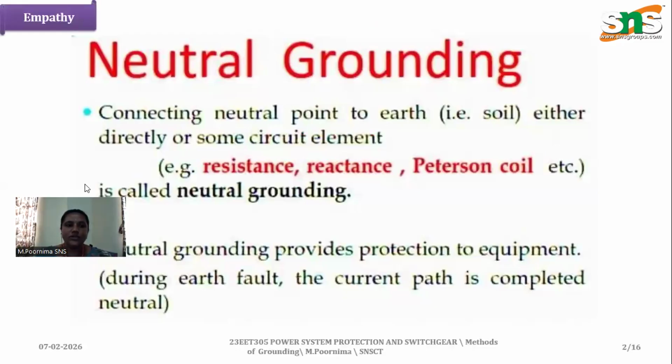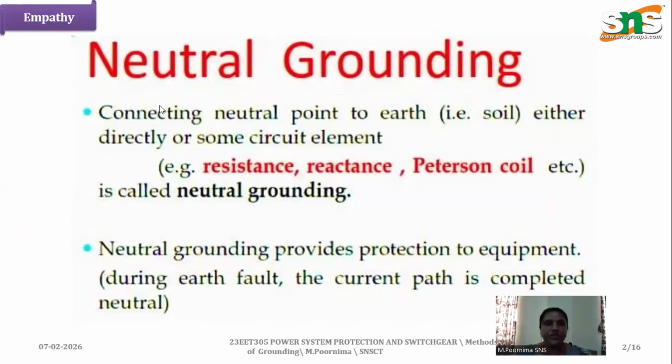Here, starting with the methods of grounding. First, we are going to discuss neutral grounding. What is neutral grounding? It is connecting the neutral point to the earth, either directly or through some circuit elements, for example resistance, reactance, Peterson's coils, etc., which is called neutral grounding.